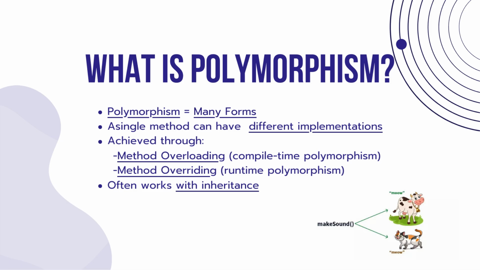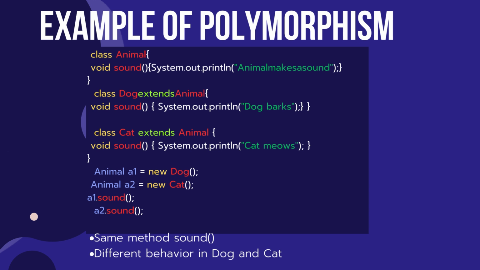Polymorphism literally means many forms. It allows the same method name to behave differently depending on the object. In Java, we achieve it mainly through method overriding, where a child class provides its own implementation of a method already defined in the parent class. In this example, the parent class Animal has a method called sound. Both Dog and Cat override this method and give their own versions. Dog barks, cat meows. This is polymorphism: same method, different behavior depending on the object.